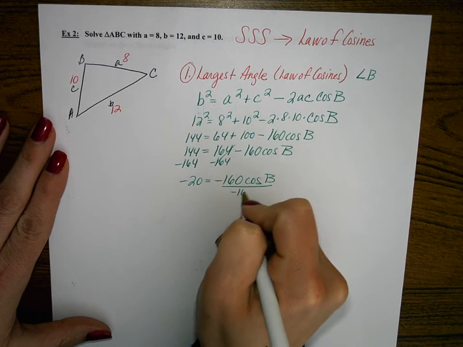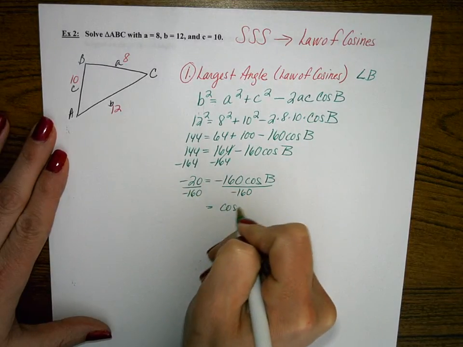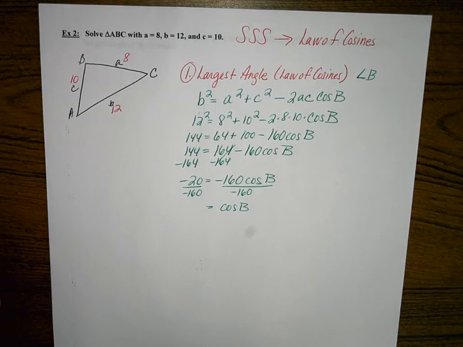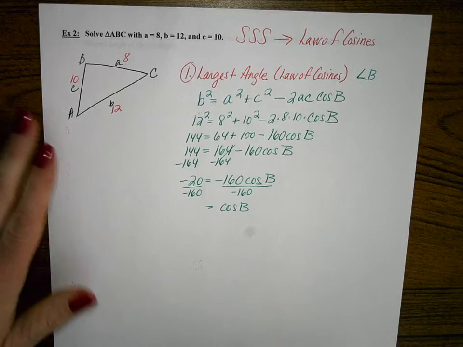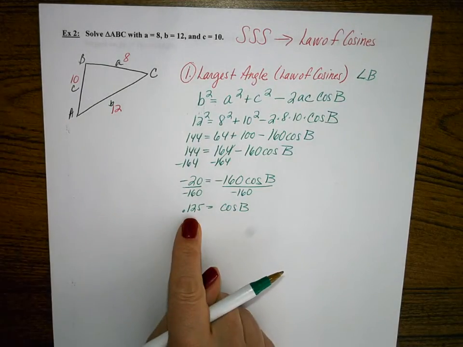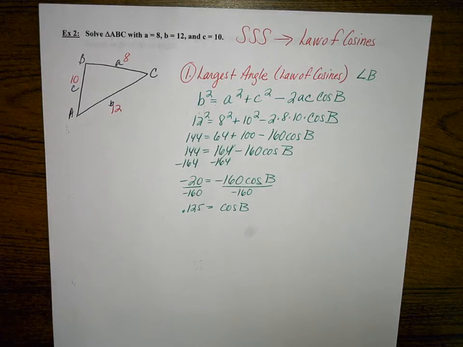Beautiful. We're going to divide both sides by negative 160 to get the cosine of angle B. All right, does somebody have that? Yeah, 0.125, really that's 1/8, right? If I think about the decimal 0.125, thank you, Daria, that's 1/8. Now, is that my angle B? No, that is the cosine of my angle B.